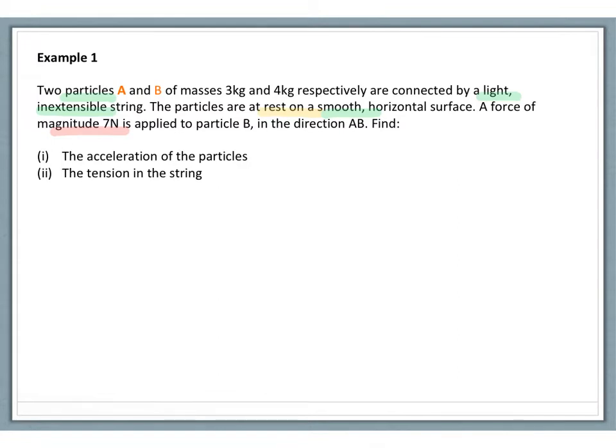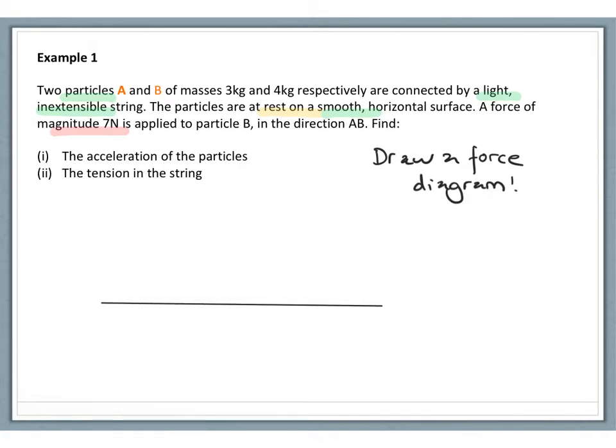The first thing that you must do is draw a force diagram. You cannot solve these mechanics problems without a clear force diagram in place. So we have some kind of surface. On our surface we have two particles. Let's call this one particle A and this one particle B, and they are connected by a light inextensible string.